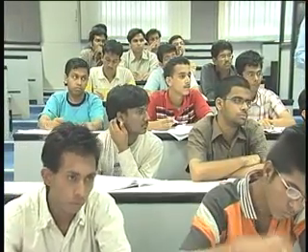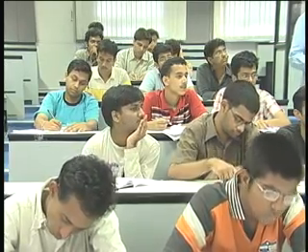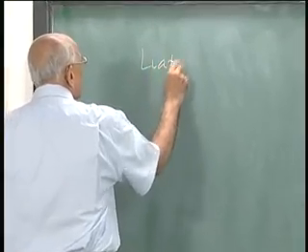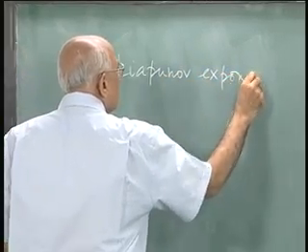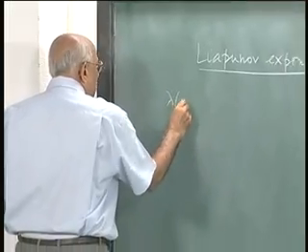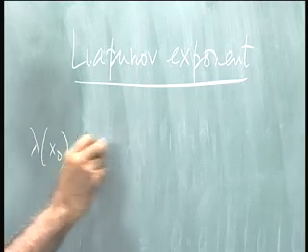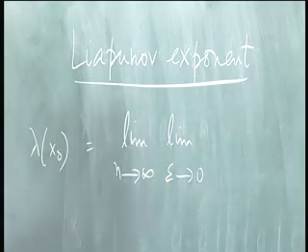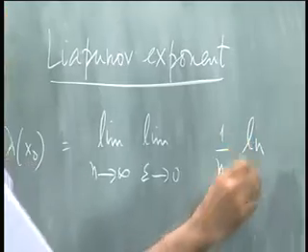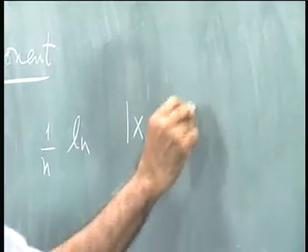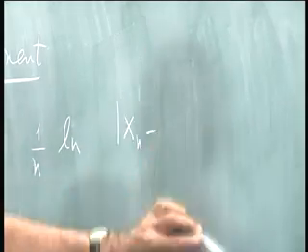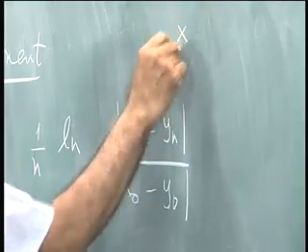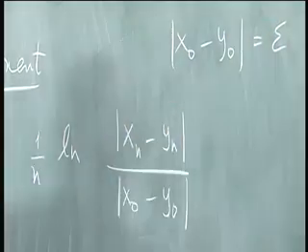So let us write down the formula for the Lyapunov exponent for a one-dimensional map. I defined a lambda, which is a function of the initial value x naught, as equal to the limit n tending to infinity, limit epsilon goes to 0 in this fashion, of 1 over n log modulus of x n minus x naught, x n minus... this is how I defined it.